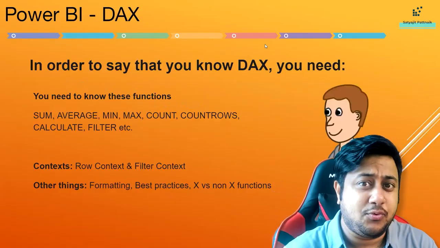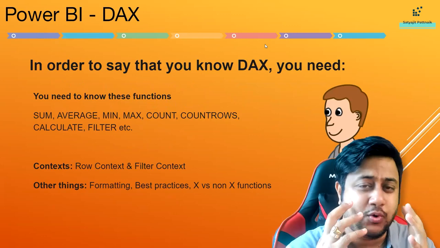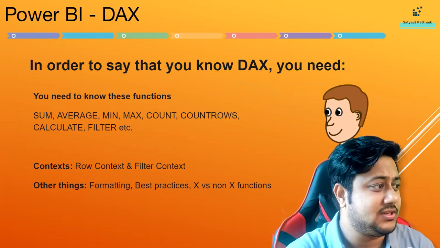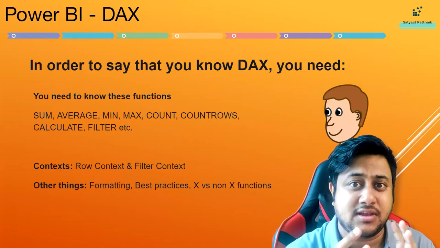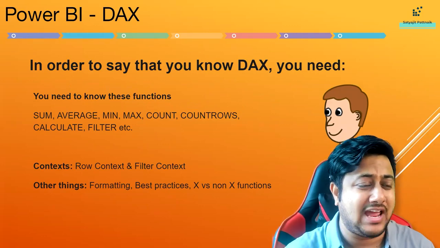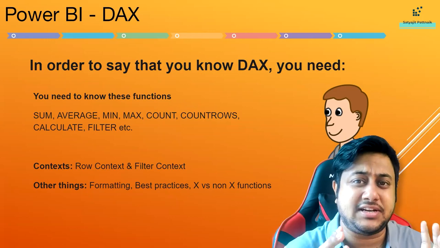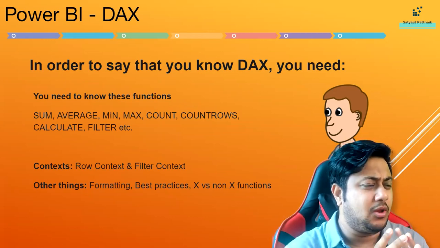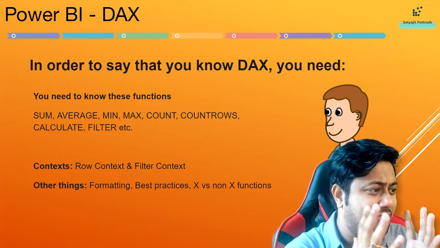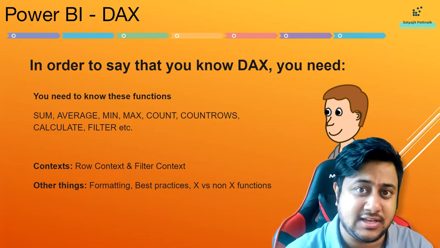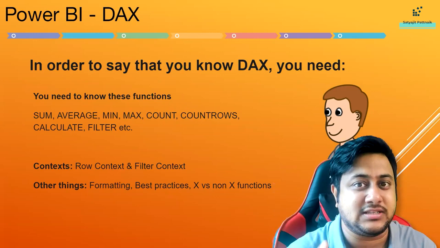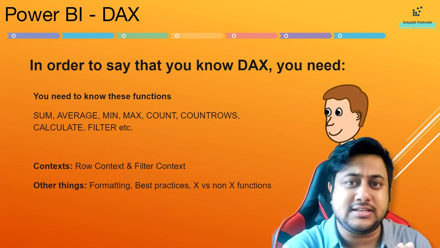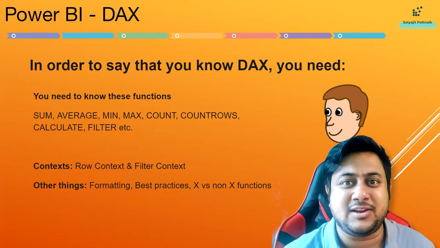In order to say if you know DAX, you need to know at least these kind of functions. The functions are sum, average, min, max, count, count rows, calculate, filter. These are the basic DAX functions which almost everybody knows, at least because we have been using these kind of functions in Excel, and we will just be using the same functions in Power BI as well. So if you learn these things, then you can confidently say that you know DAX.